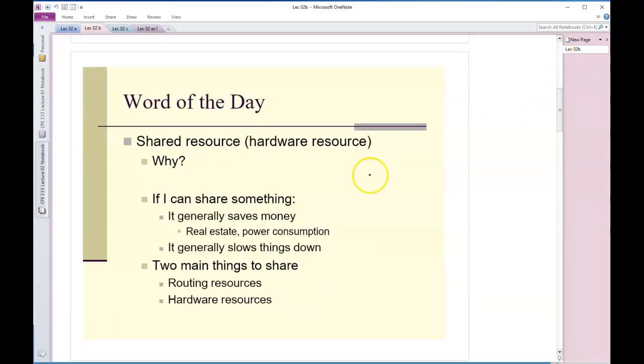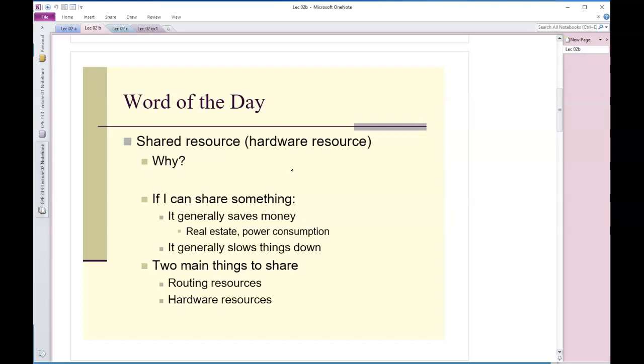So the word of the day is shared resource, particularly a shared hardware resource. It generally means if I can share something like a hardware resource, it's generally going to save money. It's going to save real estate and power consumption. Typically speaking, it's going to slow things down a little bit, but it's a trade-off between lower memory, fewer parts, and slowing your circuit down. It'd be nice to have as many things as you need, but in a typical digital circuit, things are shared. And that's what we're going to get into today.